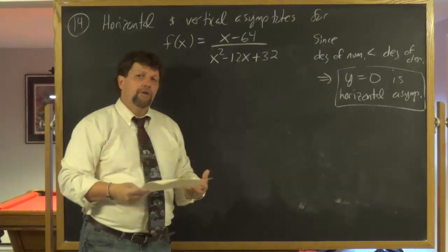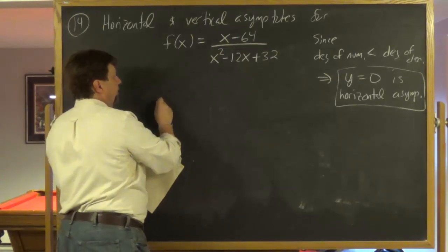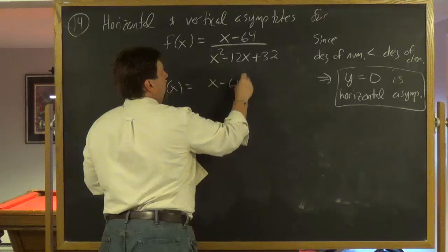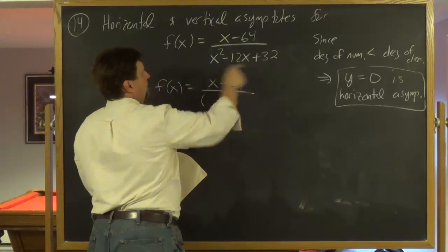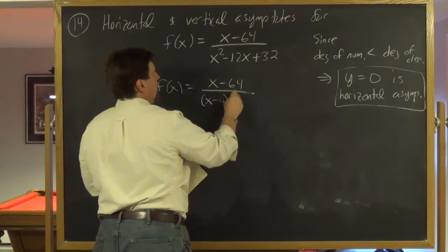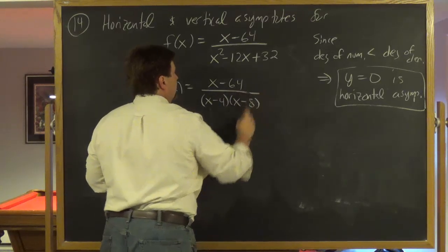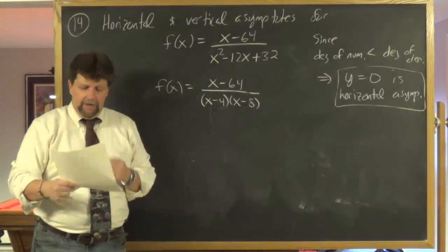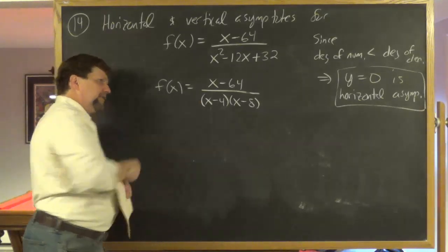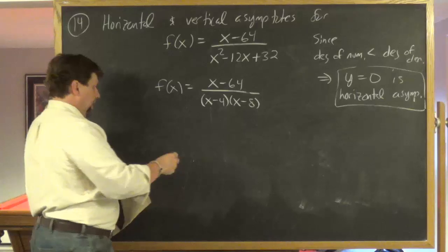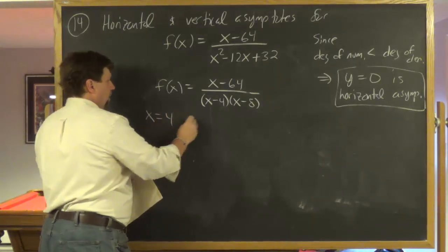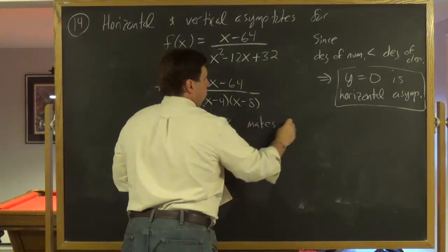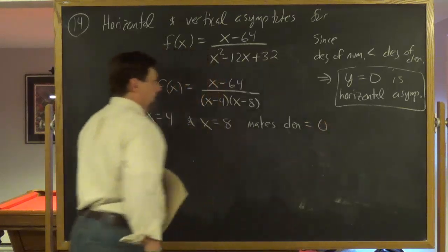Now to determine the vertical asymptotes, the key is to make sure we have our denominator completely factored. And that factors to x minus 4 times x minus 8. Now remember, for vertical asymptotes, you want to find all values of x that will make the denominator equal to 0. So what values of x make the denominator 0? Well, x equals 4 and x equals 8. Those are the two values that make the denominator equal to 0.